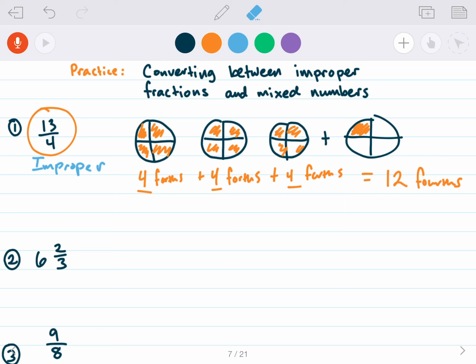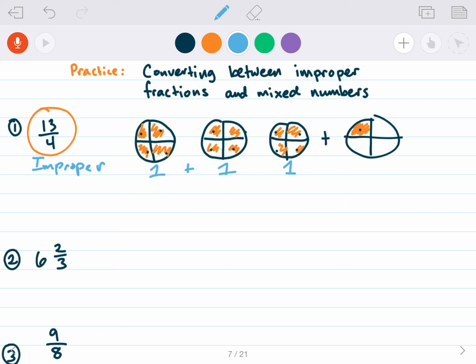So what I have pictorially is 13/4. Count each piece, and the sum of the pieces is going to be 13. And the 4 is because we cut our pies into fourths. Now, what is this as a mixed number? Well, for mixed numbers, we count the wholes. So we have a whole here, a whole here, a whole here, and then our last one is going to be a part. So we have 1 plus 1 plus 1 plus, and the last one is a fourth. Adding these together, we get 3 and 1/4, so that's our mixed number.